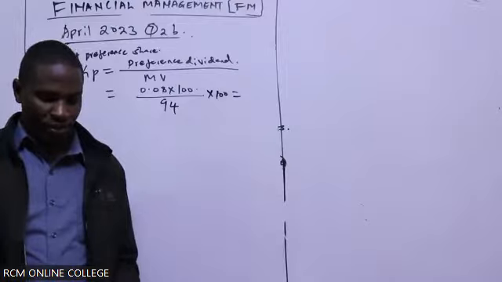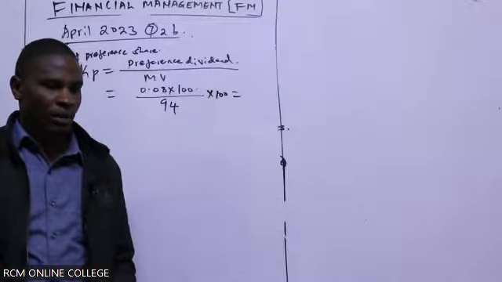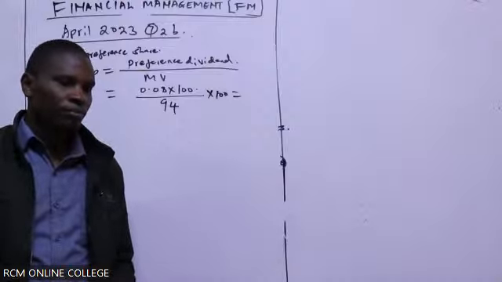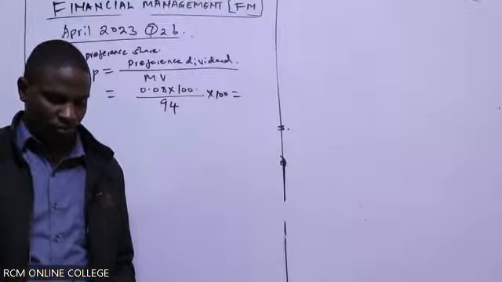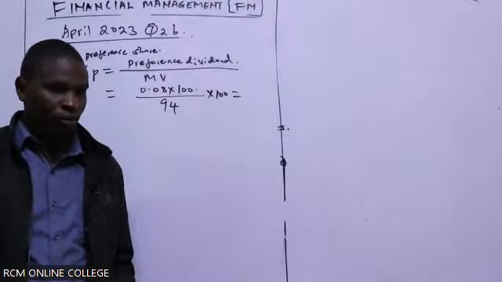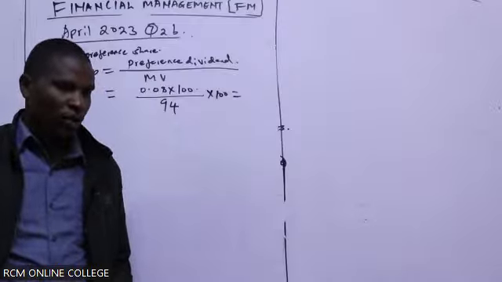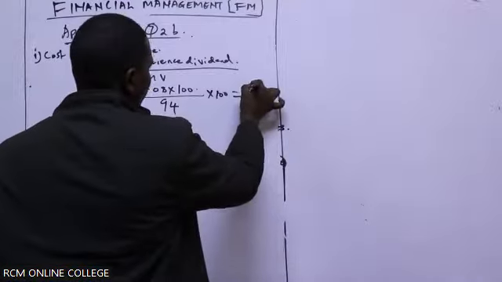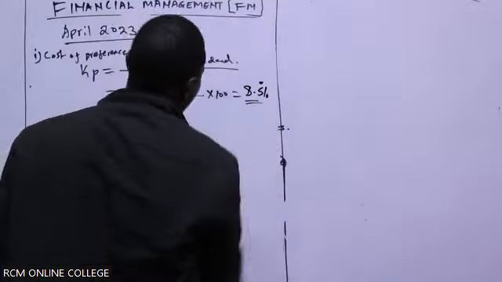Then we go to KD or KE. What is our KP? How much do you get? Write that down. KP is 8.51%. Now we're done with that.